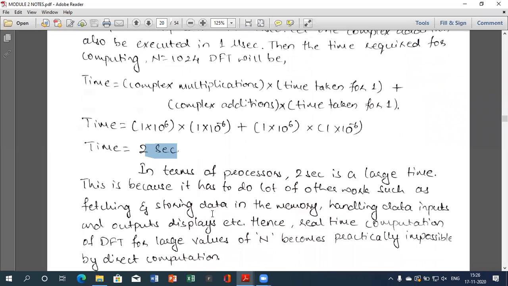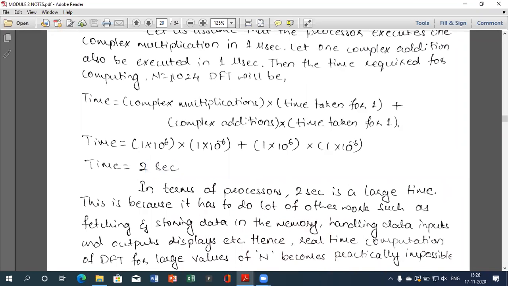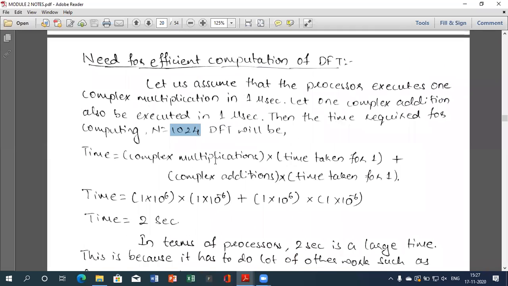So 2 seconds is a very large time, and it requires more memory also to store the information. So it is not practically possible to implement the DFT if the number of samples is 1024. This is the problem which we are going to face in the direct computation of DFT, or this is the complexity.